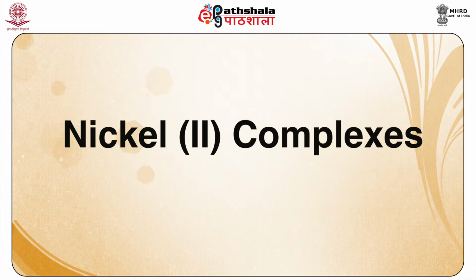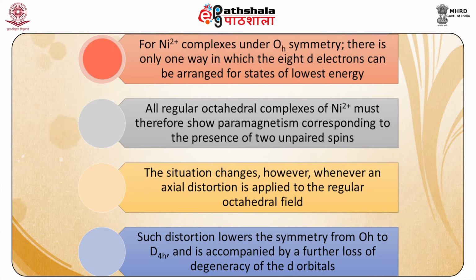For nickel(II) complexes of octahedral symmetry, there is clearly only one way in which the 8 d electrons can be arranged for states of lowest energy. All regular octahedral complexes of nickel(II) must therefore show a paramagnetism corresponding to the presence of two unpaired spins. The situation changes, however, whenever an axial distortion is applied to the originally regular octahedral field.